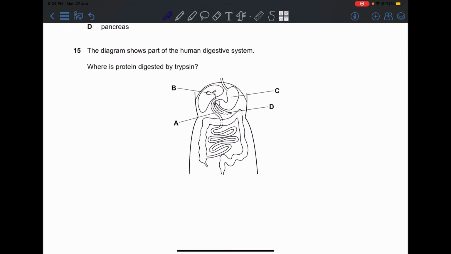15. The diagram shows part of the human digestive system where protein is digested by trypsin. Now, over here we know that trypsin is actually in the small intestine, so we're going to be choosing the small intestine, which is A.